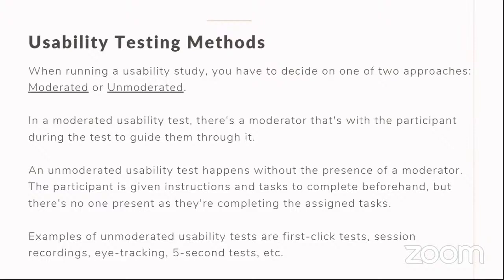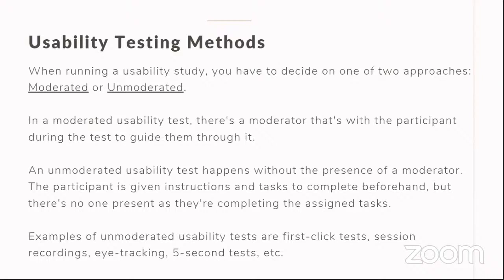But in a test where you are not going to be present in any form at all, that's unmoderated. Other examples of unmoderated usability tests include the first click test, session recording, eye tracking. If you record a session and you go back to check it, and you were not there when it was being carried out, that's an unmoderated usability test. So the gist here is that in unmoderated, you are not present in any form or in any way.